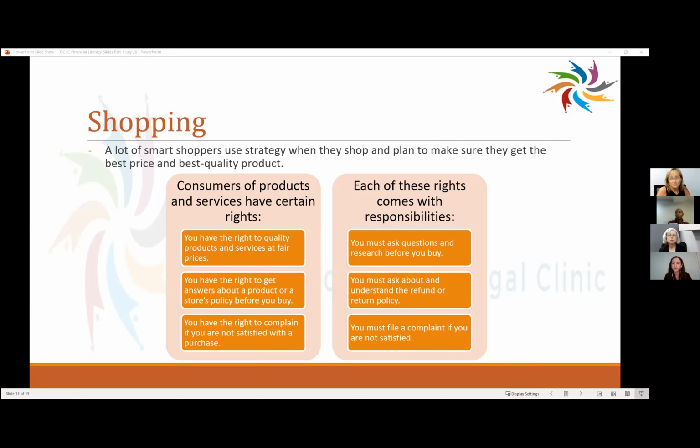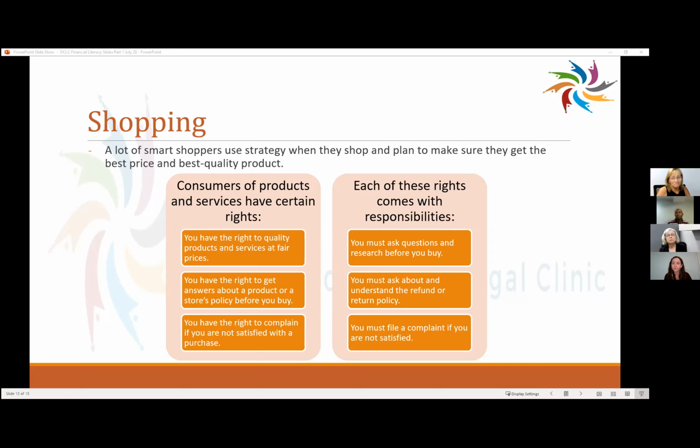Buy on sale, that's sort of self-evident. But also remember, just because something is on sale, it isn't necessarily a good buy. And also, don't buy something just because it's on sale. If you don't actually need it, don't buy it, even though it's a really good deal.